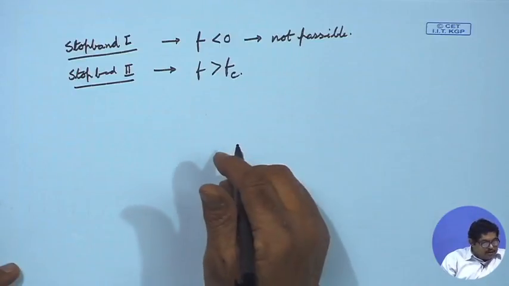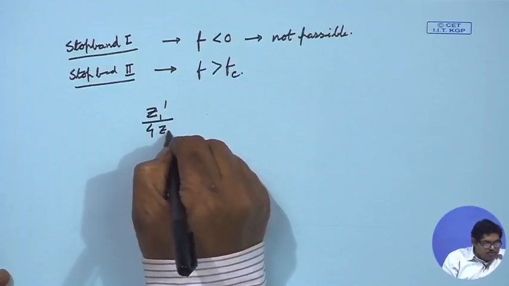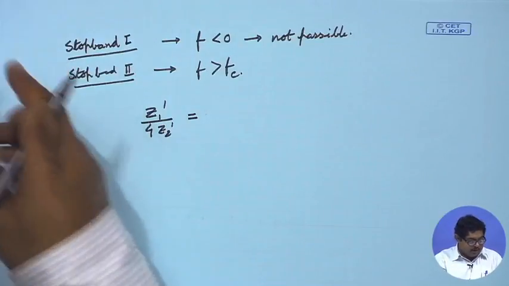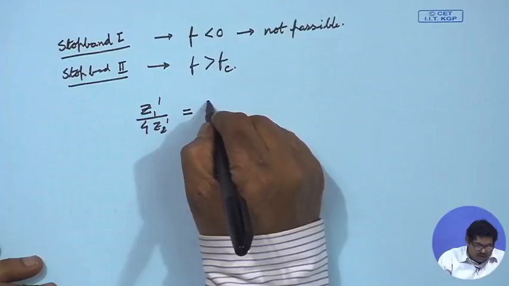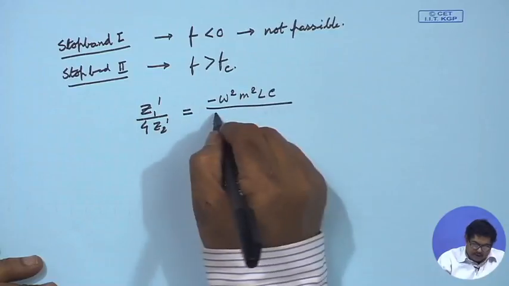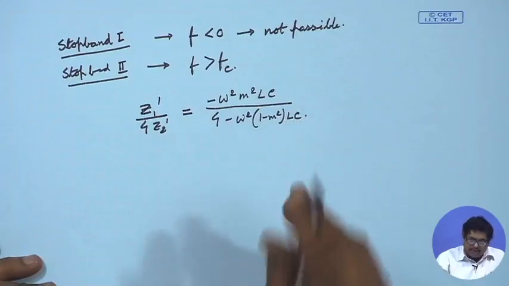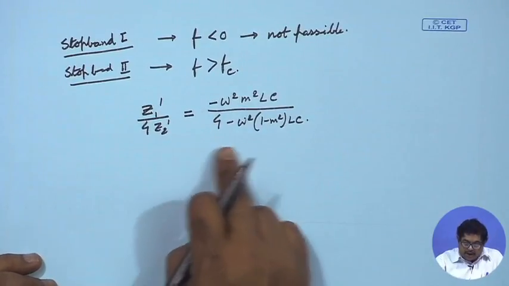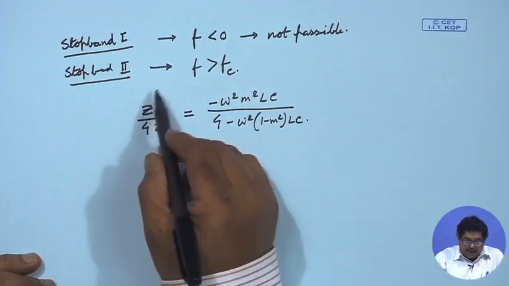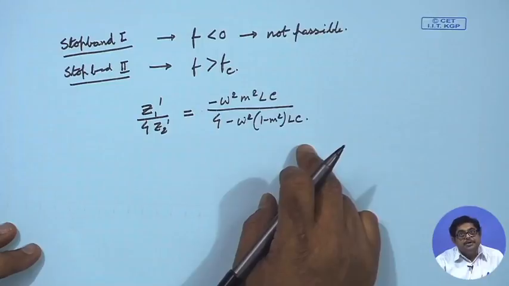So, then what have we gained? To see that, look at the z 1 dashed by 4 z 2 dashed expression carefully. I rewrite that again here, z 1 dashed by 4 z 2 dashed is omega square m square L c by 4 minus omega square 1 minus m square L c. Now, look at the denominator. There is a chance that the denominator may go to 0, and if that goes to 0, this whole thing will become infinity. So, that is a crucial point. It was not present in constant k.